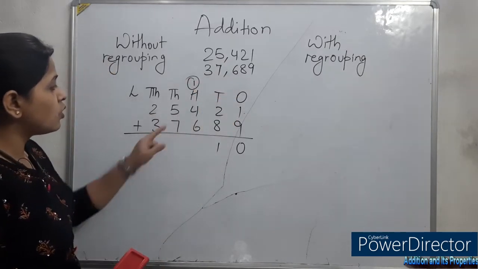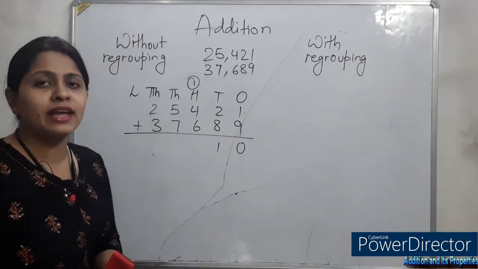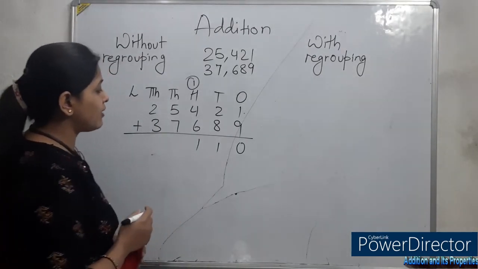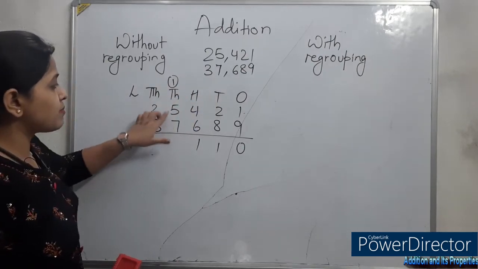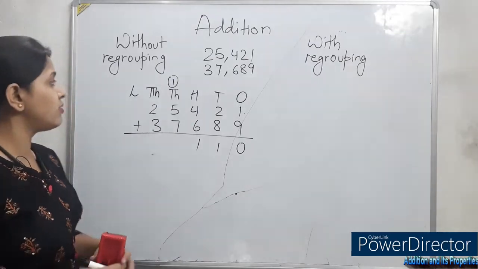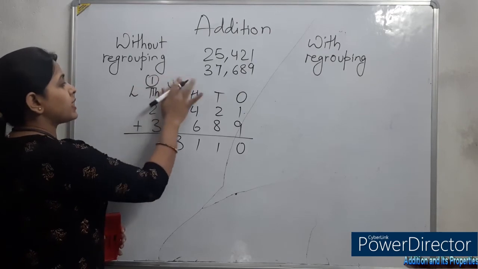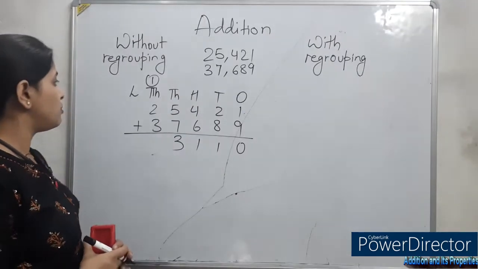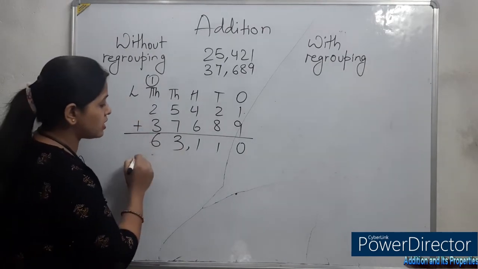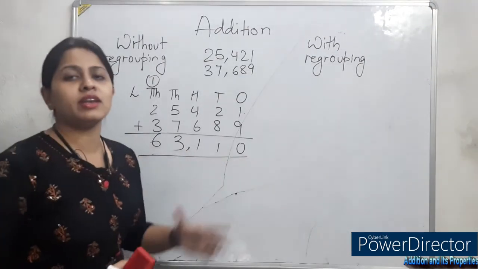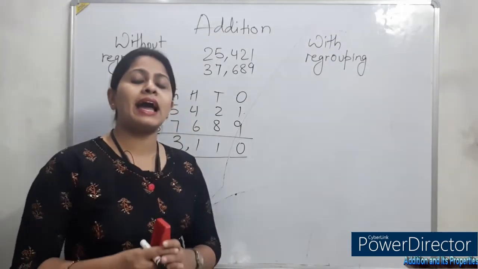Now 6 plus 4 is equal to 10 and again there is 1 carry, 10 plus 1 is 11. For 11 we write 1 and 1 will be carried over. Now 7 plus 5 is equal to 12, and 12 plus 1 is 13. For 13 we write 3 and again 1 will be carried over to the ten thousands column. Now 3 plus 2 is 5, 5 plus 1 is 6. So here our result is 63,110. Hope you have understood the difference between without regrouping and with regrouping.